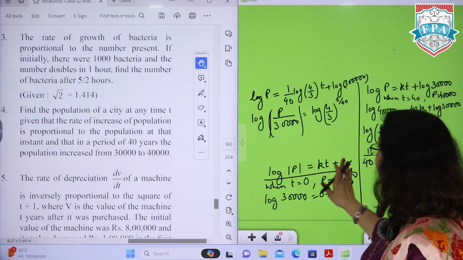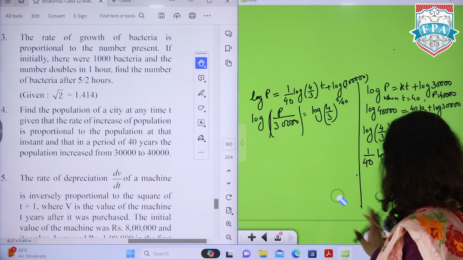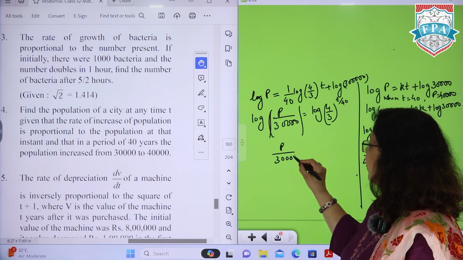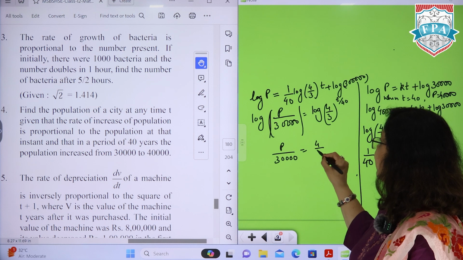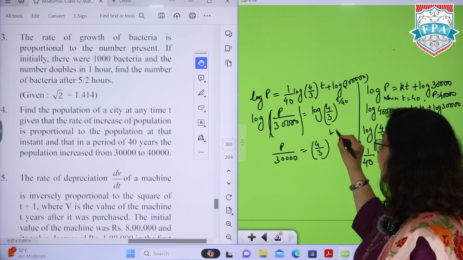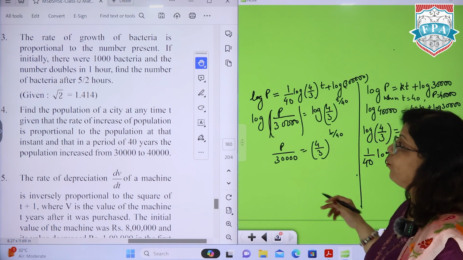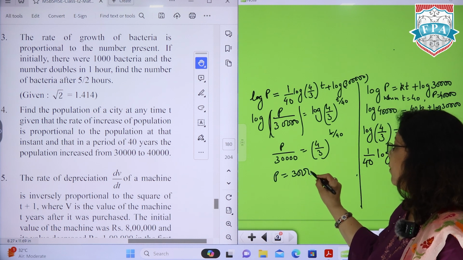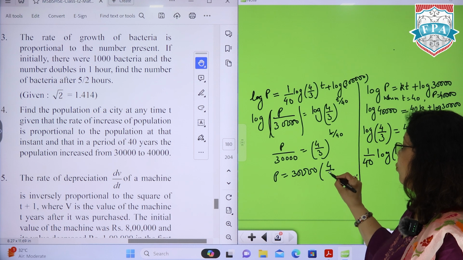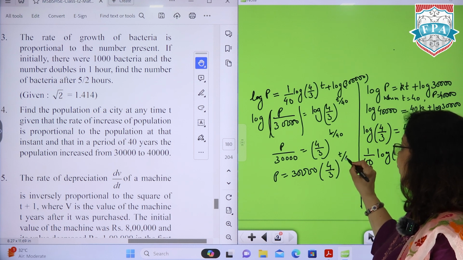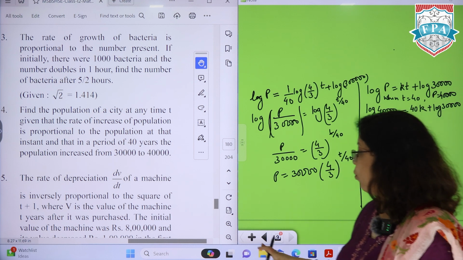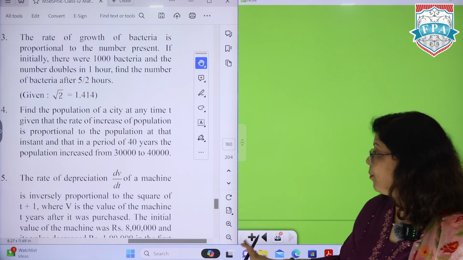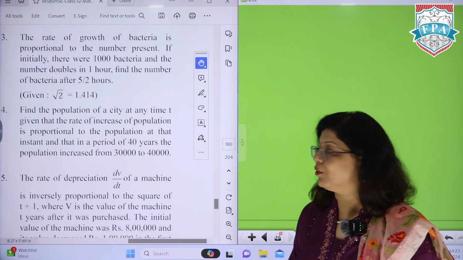So when you replace the log, you get p by 30,000 is equal to 4 by 3 to the power of t by 40, and to get the population at time t, p will be equal to 30,000 times 4 by 3 to the power of t by 40. So this is how we can use these questions to calculate the estimated population after some time.